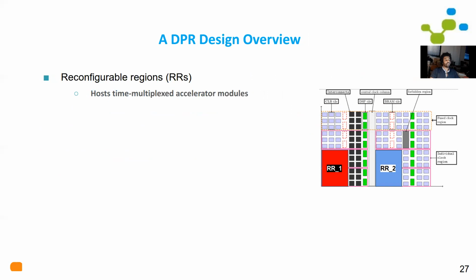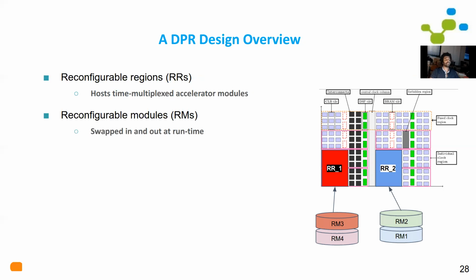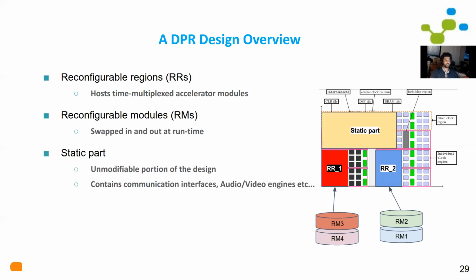A DPR design is composed of reconfigurable regions, which are regions on the FPGA fabric used for placing the accelerators. The reconfigurable modules are the accelerators, which are swapped in and out at runtime. And the static part of the design is the unmodified portion of the FPGA DPR design. So the static part usually contains communication interfaces, audio and video engines, and so on, things which should not be modified at runtime. The outputs of a DPR flow are full and partial bit streams.